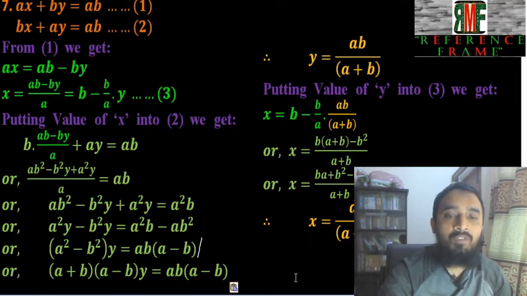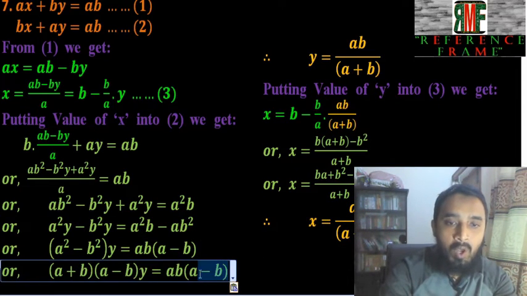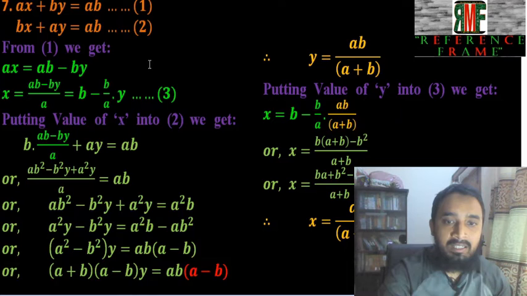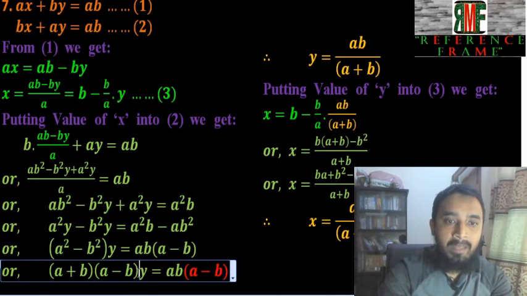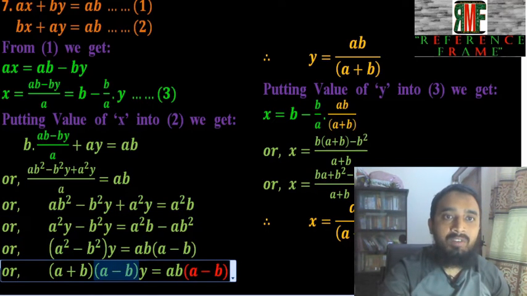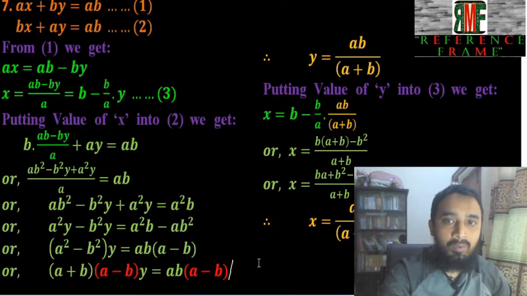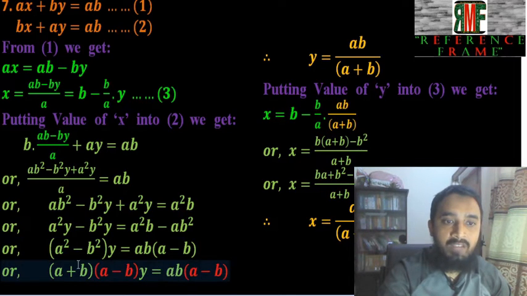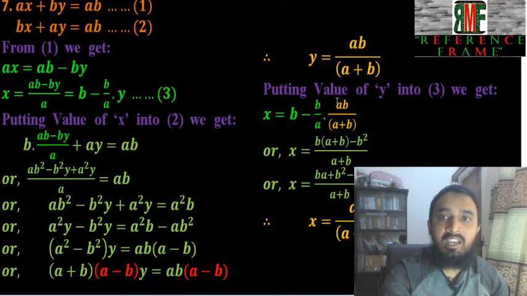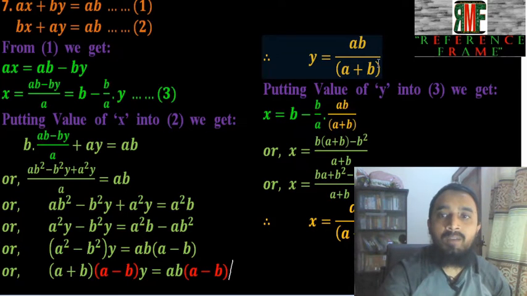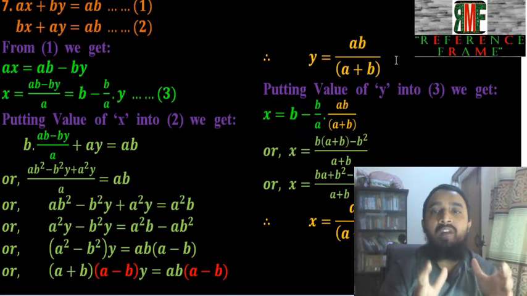So by the cancellation law of multiplication, we can omit it. I'm just marking it with red so that you can easily understand. So look, a minus b and a minus b are going to be omitted from both sides. So what are you going to have? Y is equals to ab divided by a plus b. That you can see here, y is equals to ab divided by a plus b, which is the required value of y.